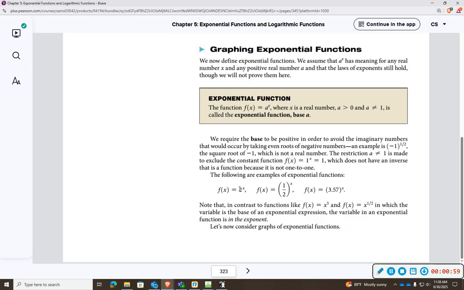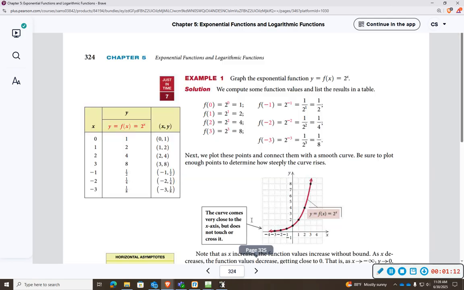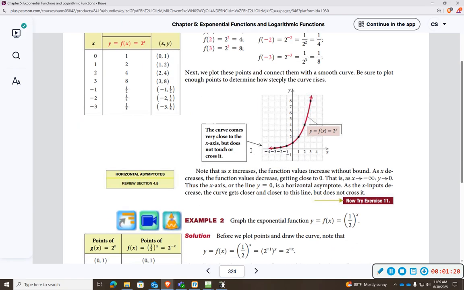You have some examples here. You have 2 to the x power, 1/2 to the x power, and you got a rational number, 3.57 to the x power. So they give you several different examples to view. They show you a table giving you some x values, plugging those in and getting some ordered pairs. Usually when you make a few ordered pairs, you can get a general shape of what the graph looks like.